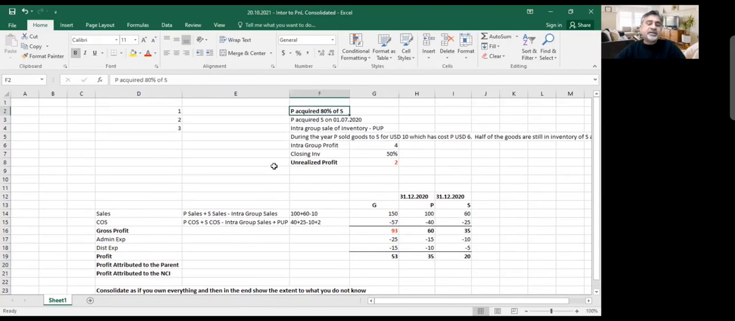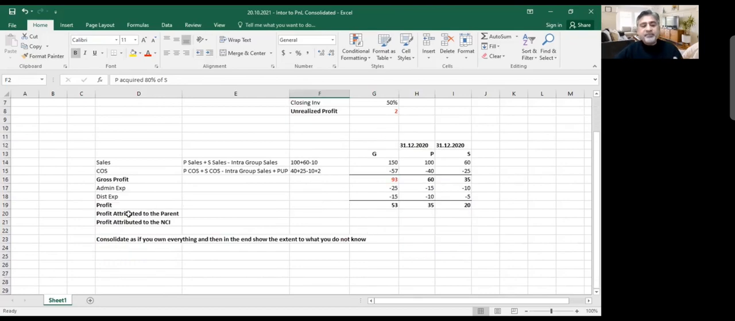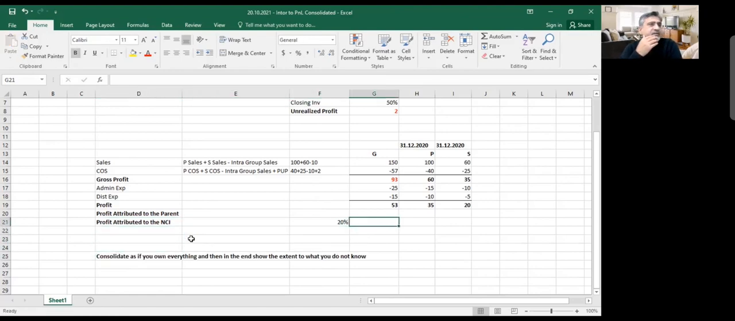because P acquired 80% of S, now we need to find out the profit attributed to NCI. NCI is 20%. So how much profit should we give to NCI? Can somebody tell me what NCI's share is here now? How much is the NCI share? 20%. So what should I give to NCI? $5, $10, $15, what? 11.2?